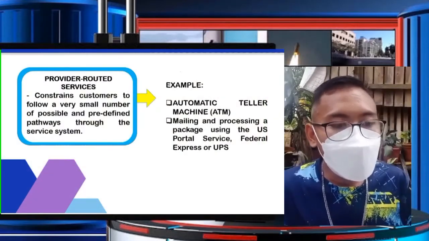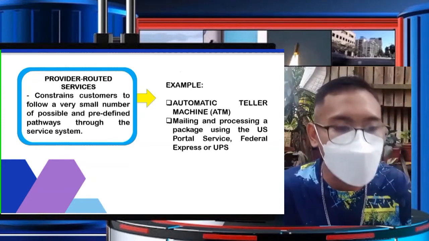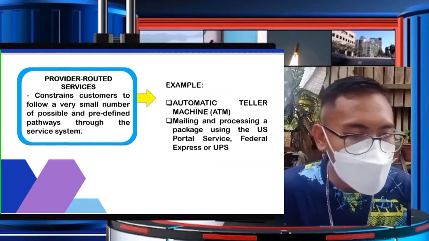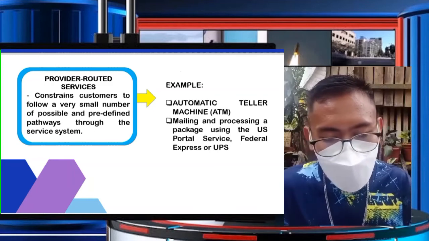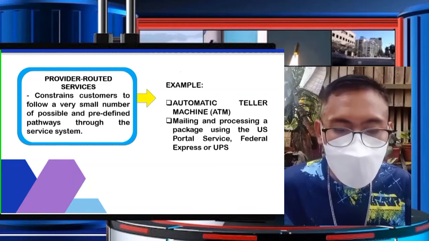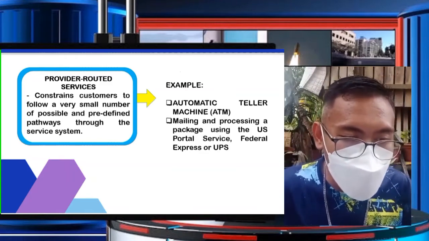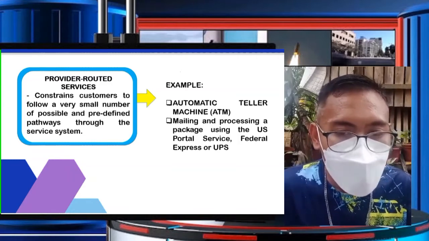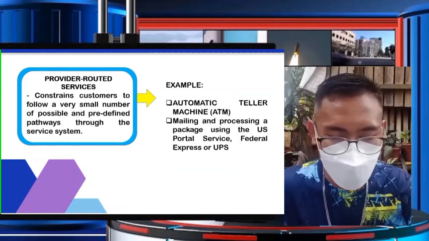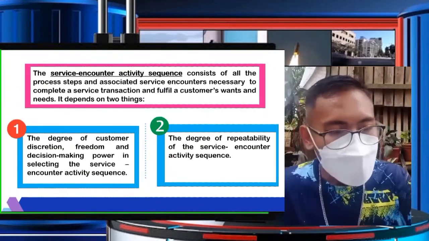The next is provider routed service. Provider routed service constrains customers to follow a very small number of possible and predefined pathways throughout the service system. For me, provider routed service is, for example, a newspaper dispenser, or logging into a secure online bank account, or automatic teller machine or ATM, or mailing and processing a package using the UPS portal service, FedEx Express or apps. And the next is a service encounter activity sequence.